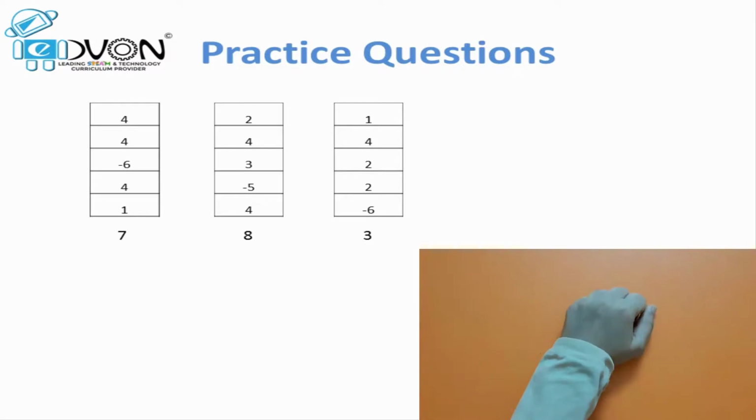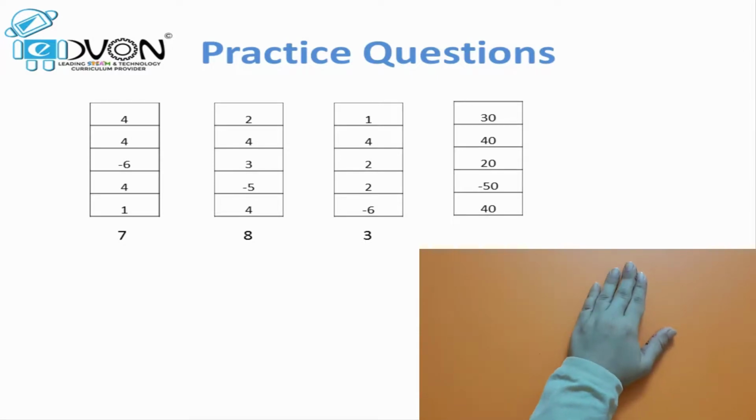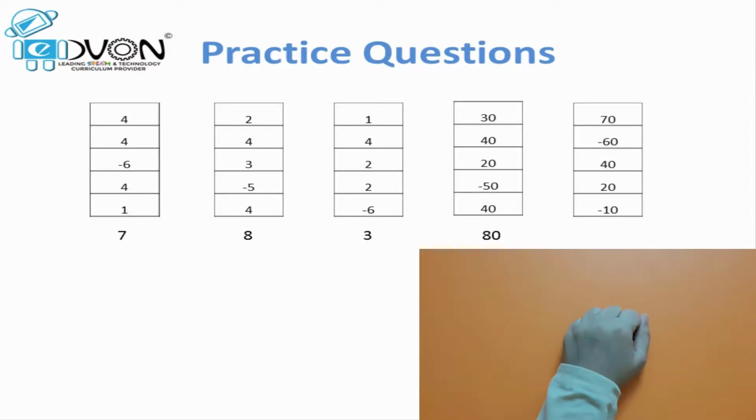Ready for the next question? The next question is for tens. So we will practice on the left hand. Ready? 30 plus 40 plus 20 minus 50 plus 40. Answer 80. Next question, make 0. 70 minus 60 plus 40 plus 20 minus 10.